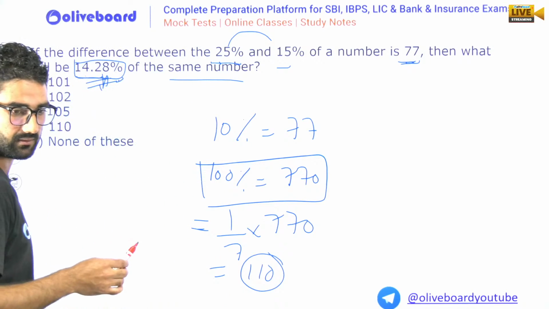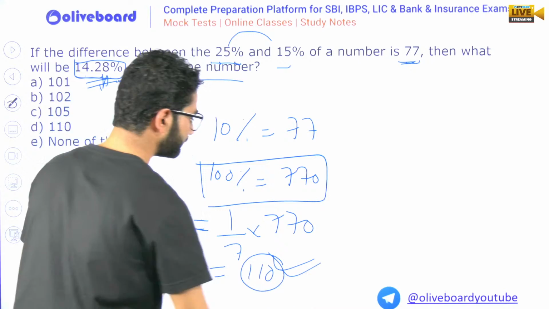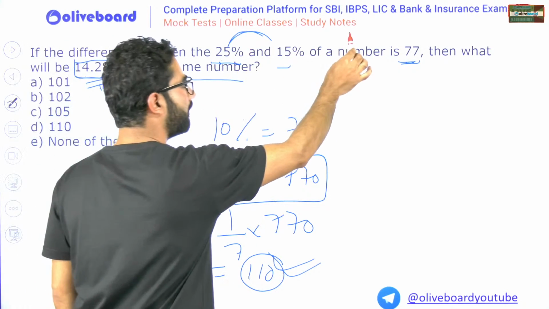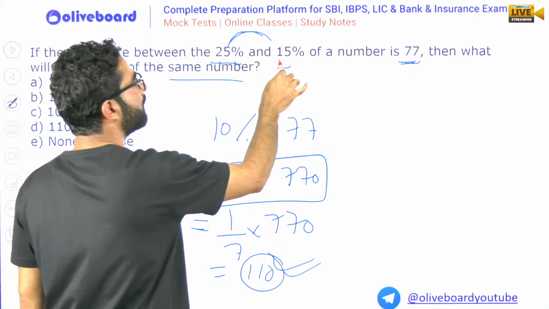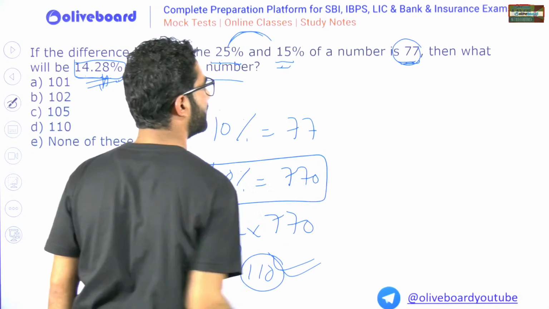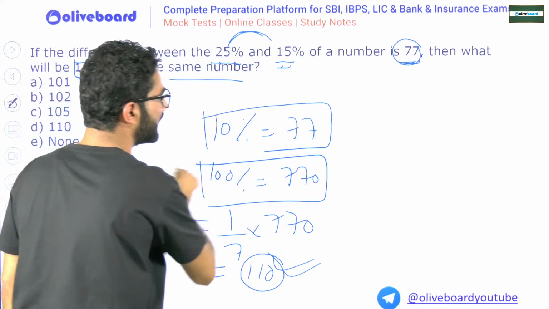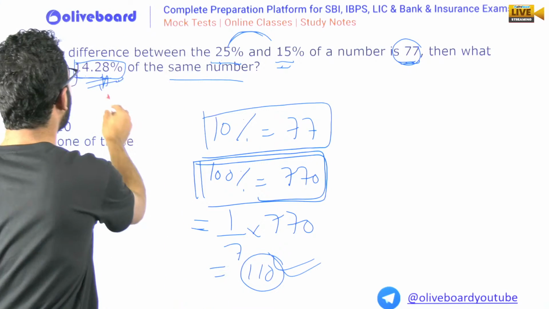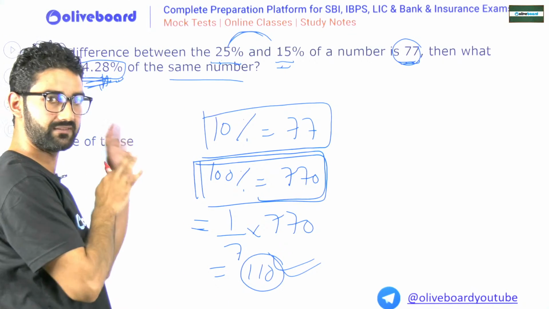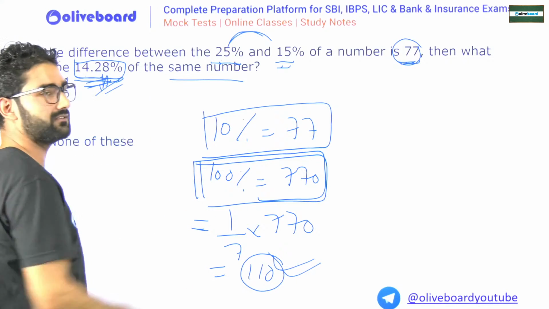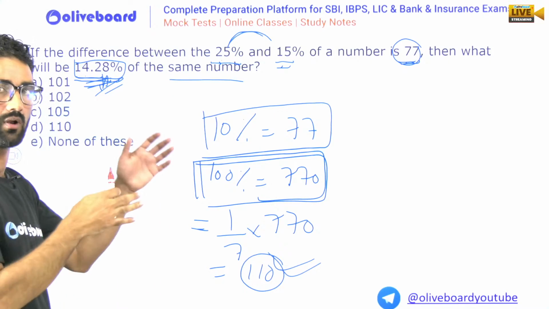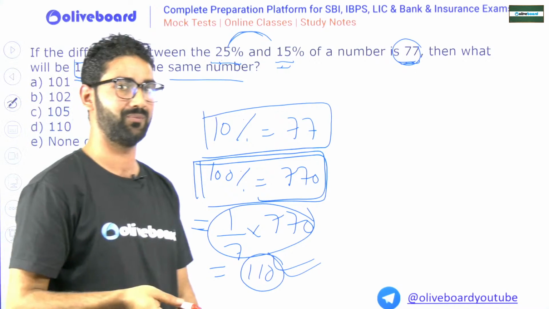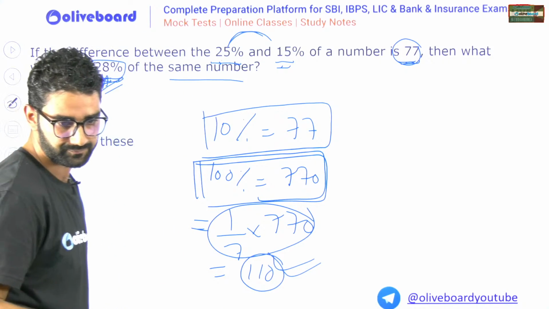Okay, 1 upon 7, that will be 110. Good. So the difference of two percentiles is given: the 25 percentile of any number minus the 15 percentile of that number is 77. So that means the 10 percentile will be 77, and obviously the 100 percentile will be 770. You have to calculate the 14.28 percentile of this number. That means we don't have to use these values. We know that it is a fractional value, 1 upon 7. So calculate 1 upon 7 of this number, and that will be 110.